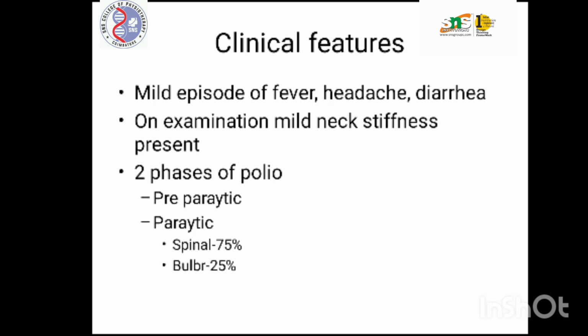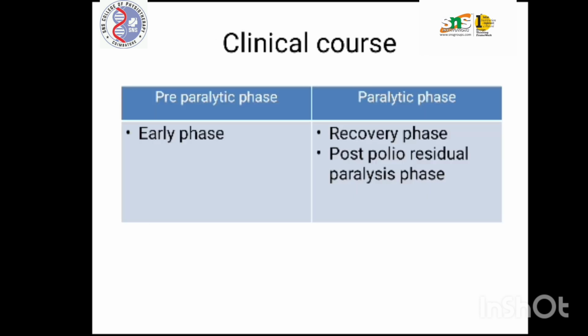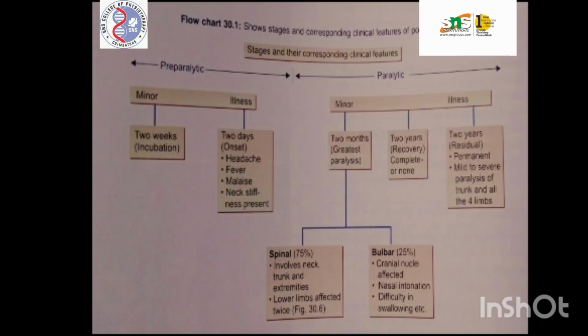Then what are the clinical features? A mild episode of fever, headache, and diarrhea. On examination, mild neck stiffness is present. There are 2 phases of polio, pre-paralytic and paralytic. Spinal 75%, bulbar 25%. The pre-paralytic phase is the early phase, the paralytic phase is followed by the recovery phase, and then the post-polio residual paralysis phase. Then the stages and the corresponding clinical features.